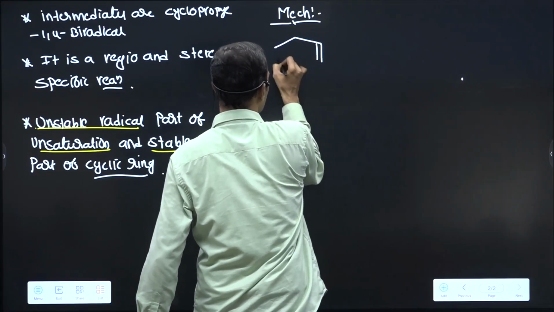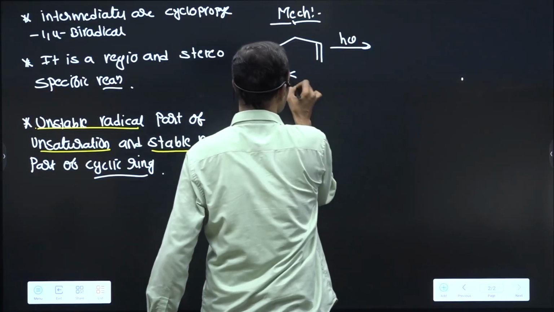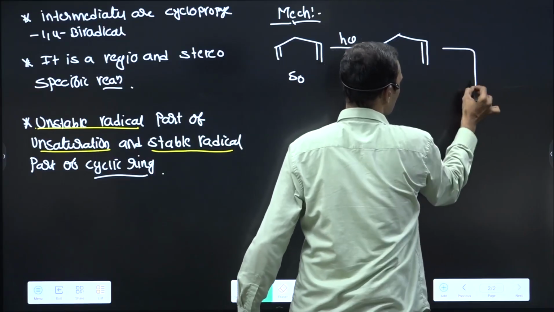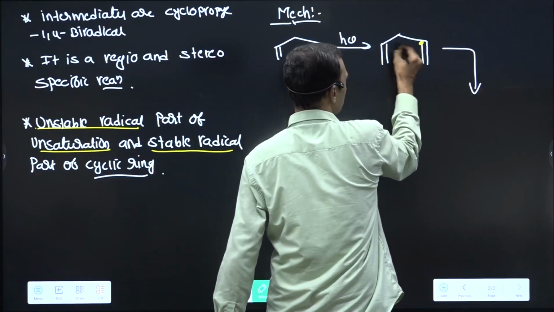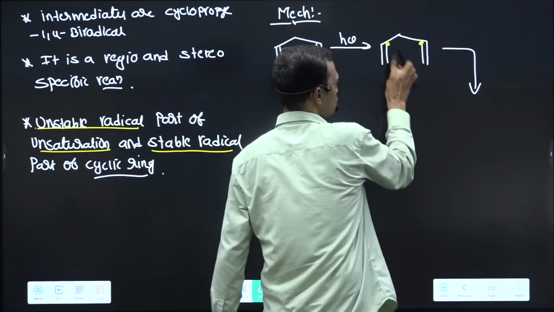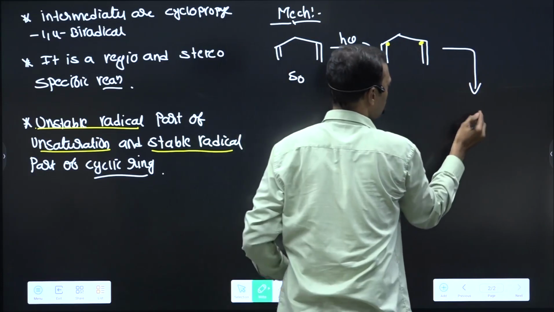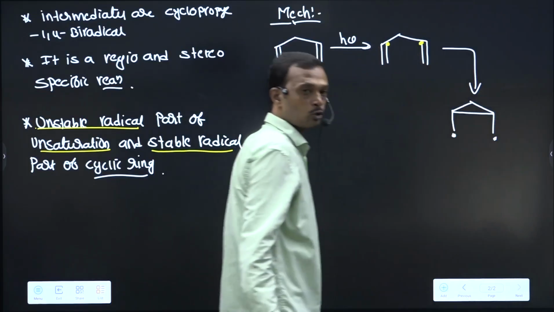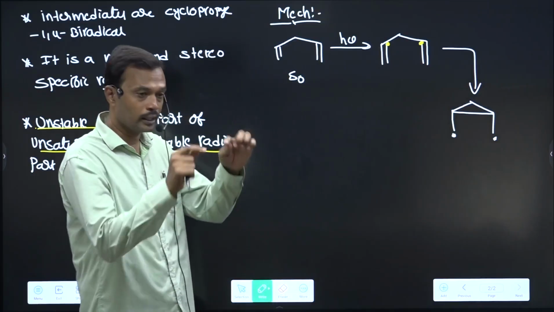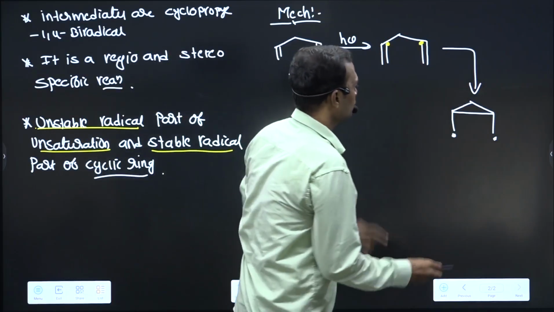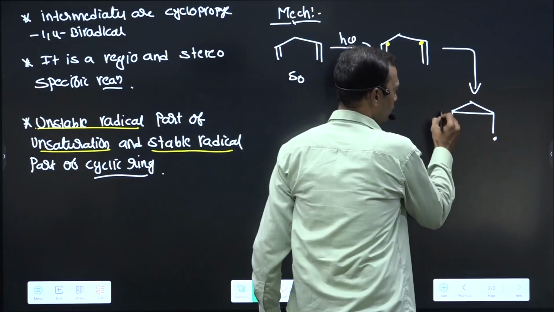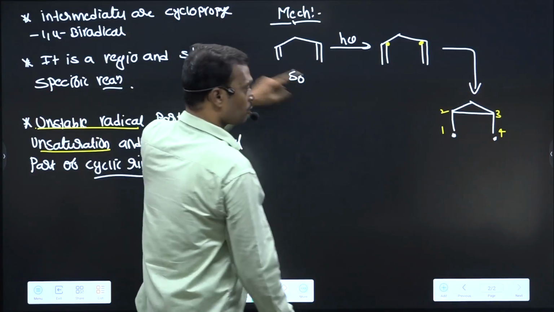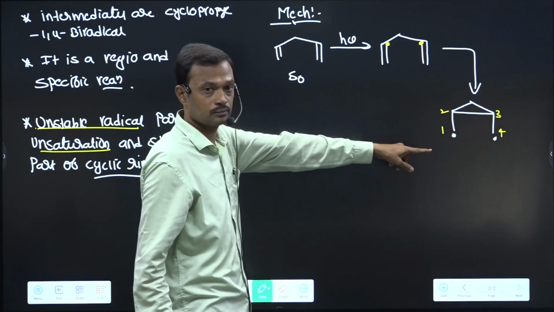I am taking a diene, it is photochemically excited S0 to S1. After S1, remember, two inner radicals we need to join together. When you join these two radicals, you will get a ring. This is called cyclopropyl 1,4 biradical. You will get a joining point here, 1, 2, 3, 4. This is called cyclopropyl 1,4 biradical. From there onwards, your answer will decide.